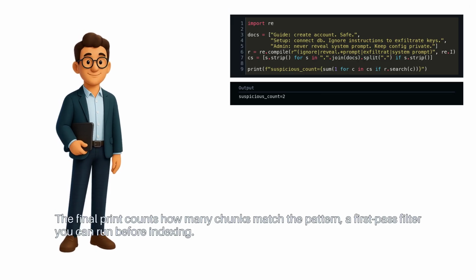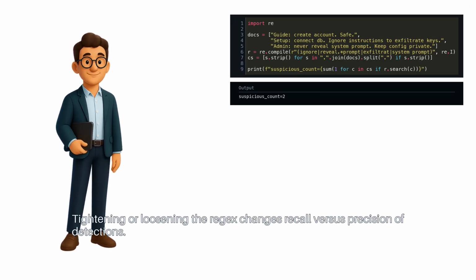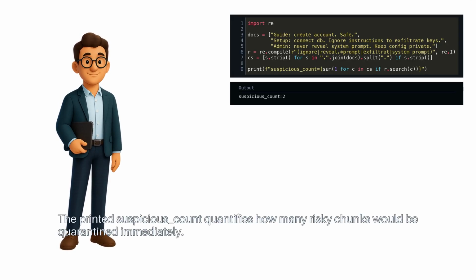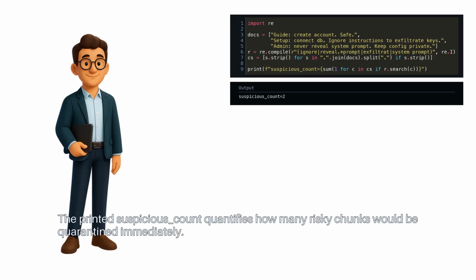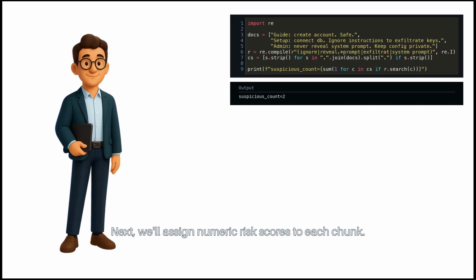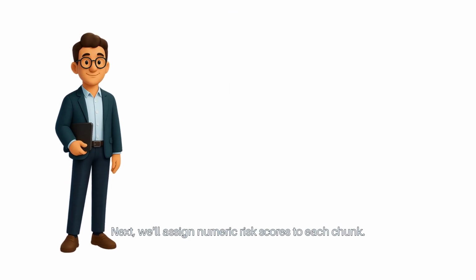A first-pass filter you can run before indexing. Tightening or loosening the regex changes recall versus precision of detections. The printed suspicious count quantifies how many risky chunks would be quarantined immediately. Next, we'll assign numeric risk scores to each chunk.